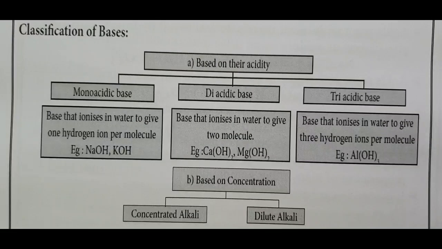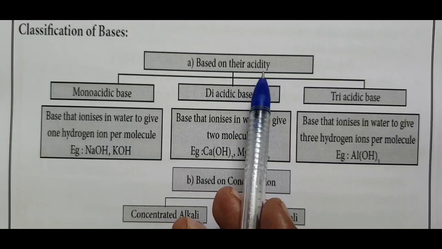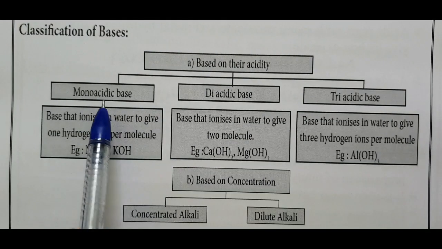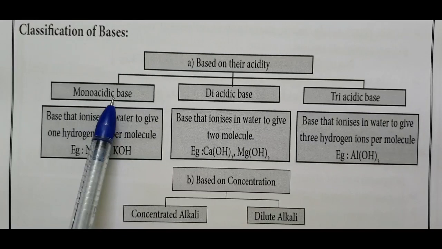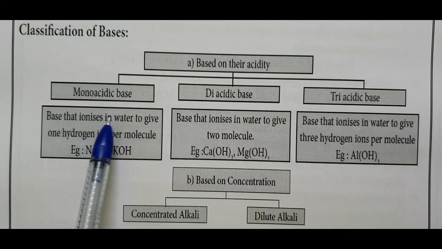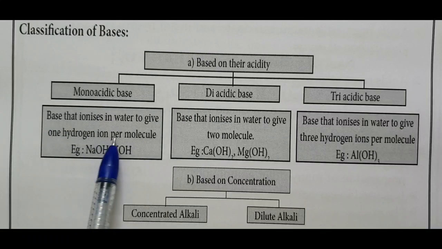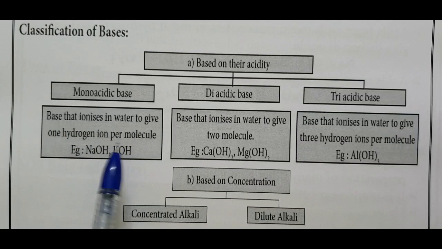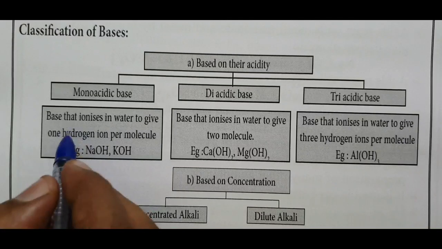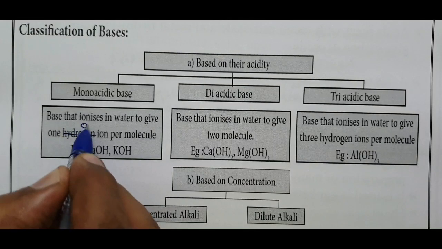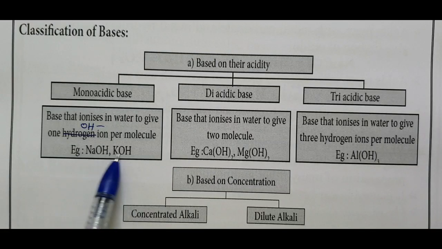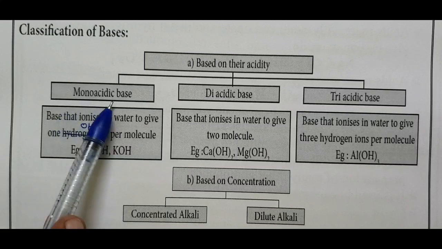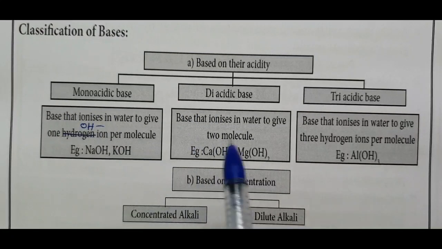Classification of bases. First, based on their acidity: monoacidic bases, diacidic bases and triacidic bases. The monoacidic base ionizes in water to give one hydroxide ion, OH minus ion, per molecule. Sodium hydroxide, potassium hydroxide undergo ionization and give only one OH minus ion. Therefore, it is monoacidic, acidity equal to 1.